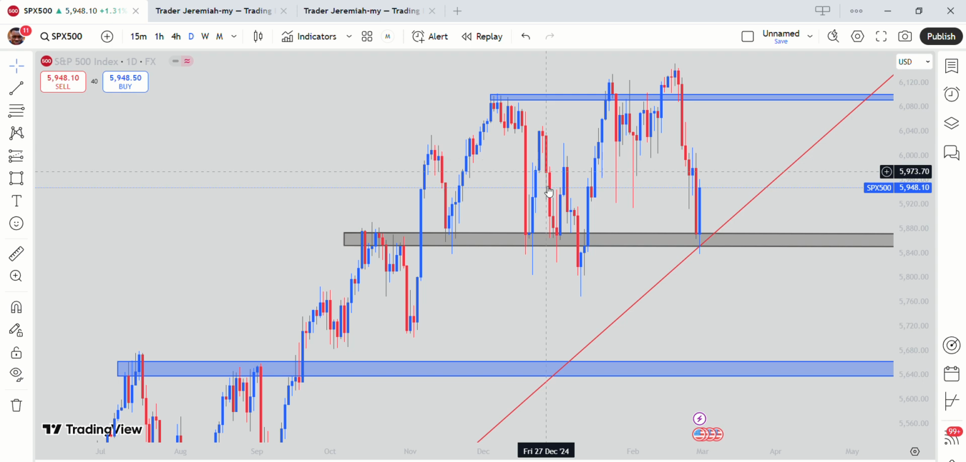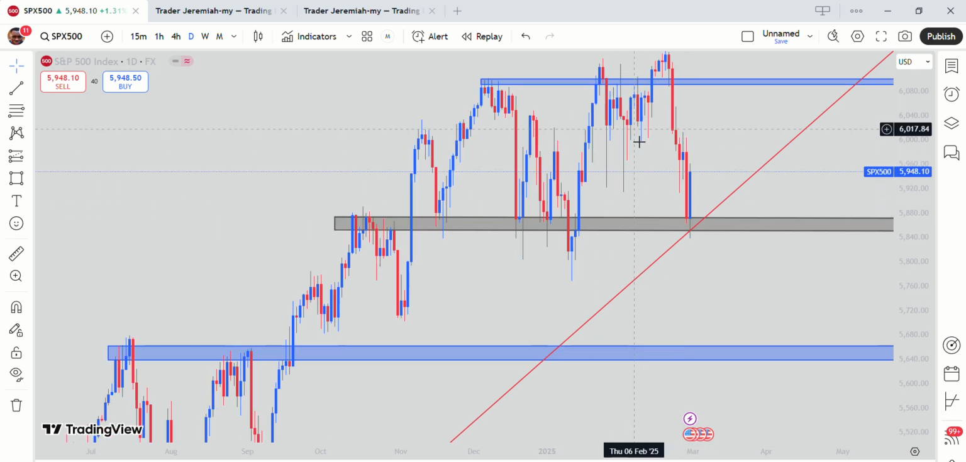So on the daily time frame, I already see this market. So this was a high, this was a higher low, and this was a higher high. Then price came back down to this zone. So price came back to touch this trend line for the third touch.